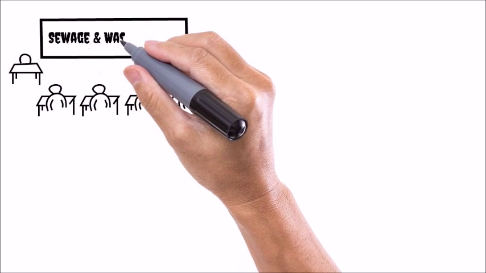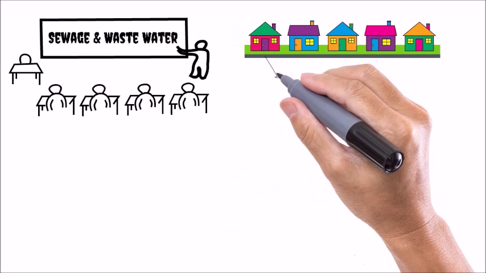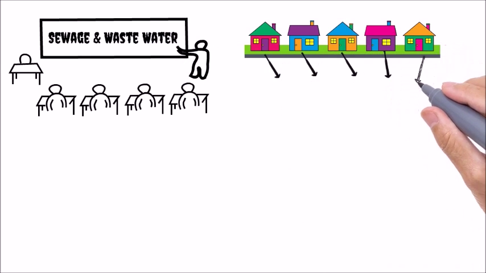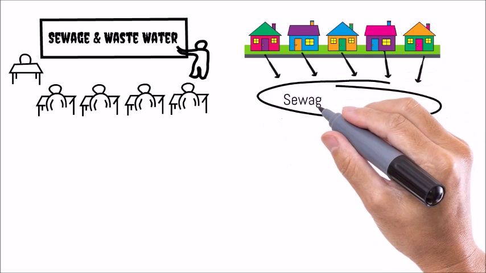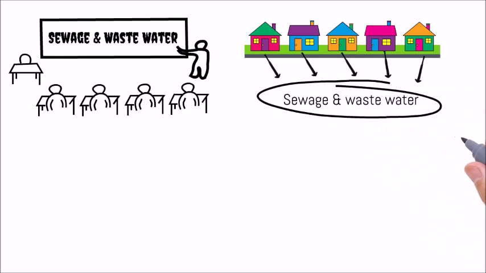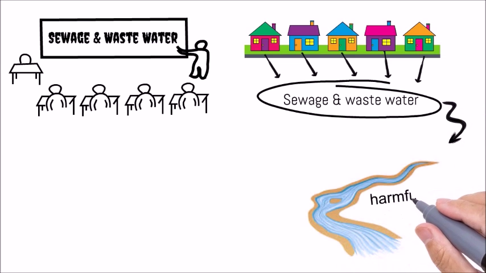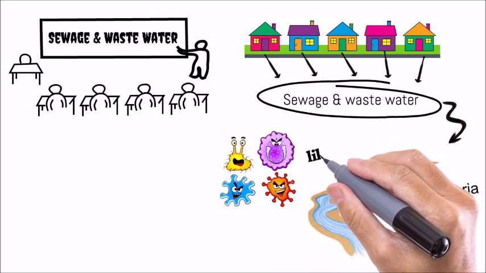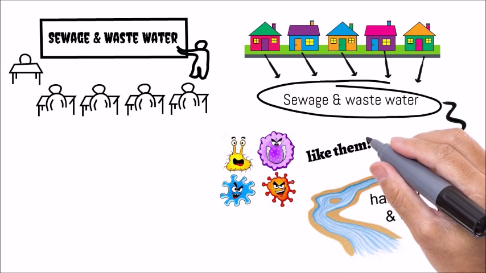Next, sewage and wastewater. The sewage and wastewater that is produced by each household, including yours and mine, is chemically treated and released into the sea with fresh water. The sewage water carries harmful bacteria and chemicals that can cause serious health problems.